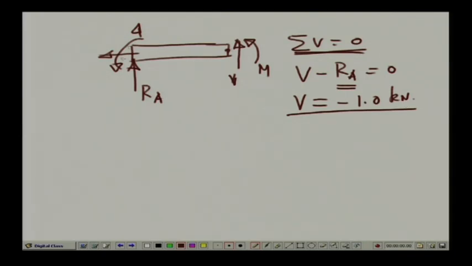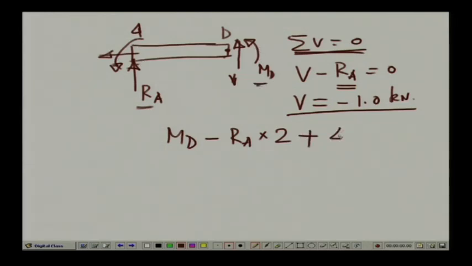Now, if we take the moment of all the forces with respect to this particular point D at the midpoint, the moment at D is anticlockwise. The contribution of the reactive force R A is again clockwise, so minus R A times the distance, which is 2 meters from point A, and we have this moment of 4 kilonewton meter, which is again anticlockwise. So, it is in line with M D.